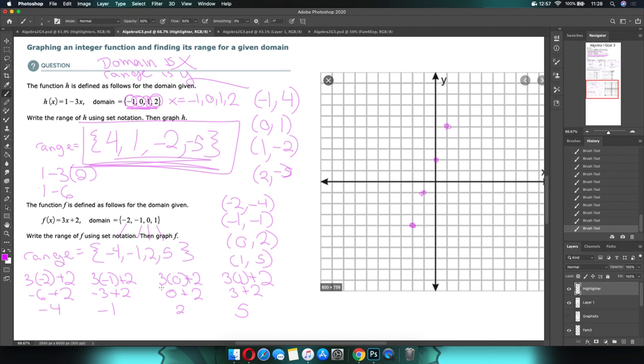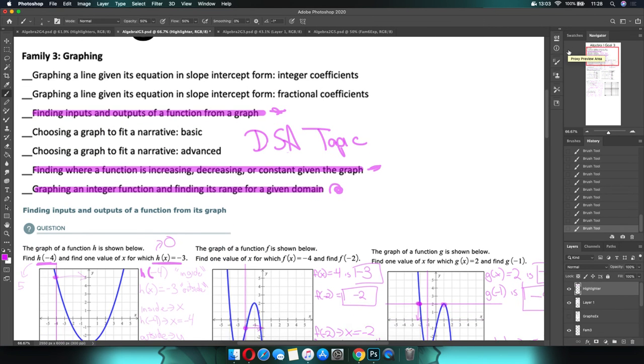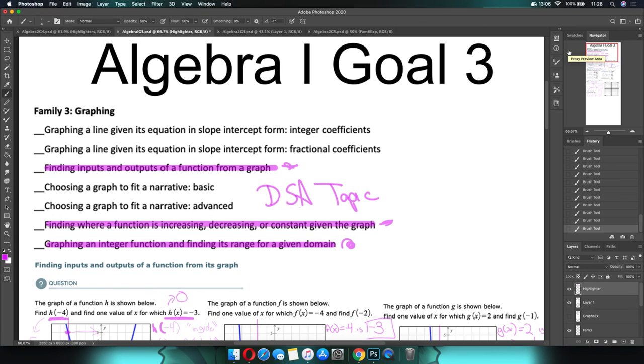So that is several topics that we've done now. We did it in record time. We're not even at 15 minutes. That's good. There's, I think, 1, maybe 2 more families after this. And then you guys should have everything you need to finish Goal 3 of Algebra 1.